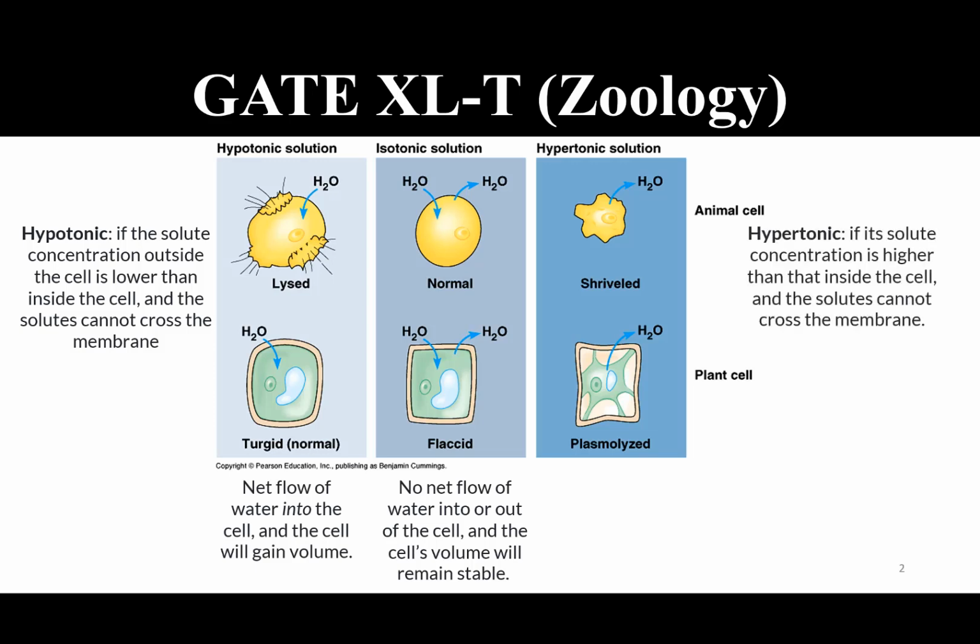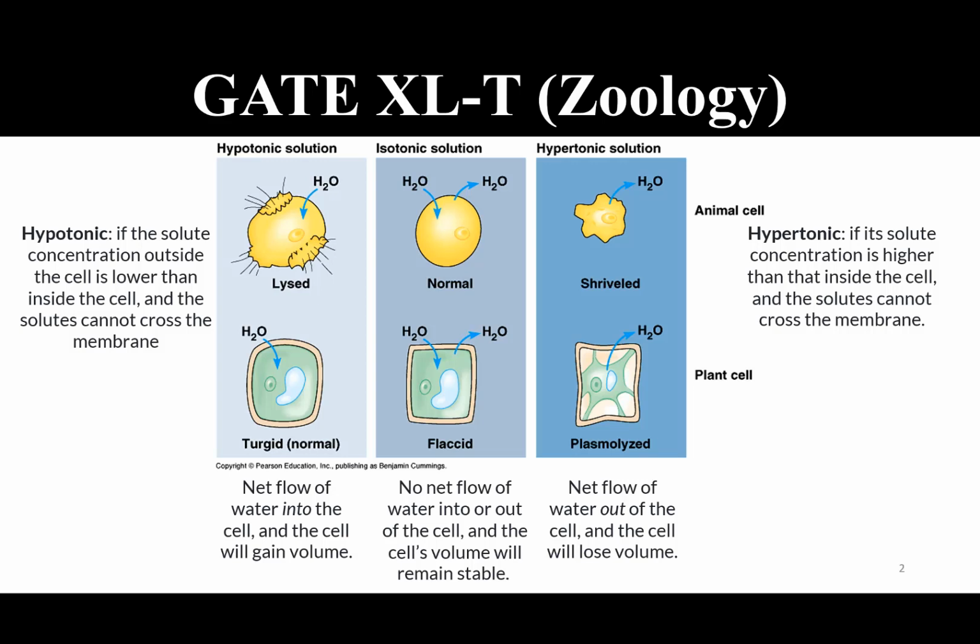Now, in contrast, hypertonic solution refers to the solute concentration being higher outside than inside the cell, and also here the solute cannot cross the membrane. So now the solute concentration is higher outside the cell than it is inside, and in parallel, the water content is less outside than it is inside. So to bring a balance, there is a net flow of water out of the cell, because of which the cell loses volume and it shrinks.